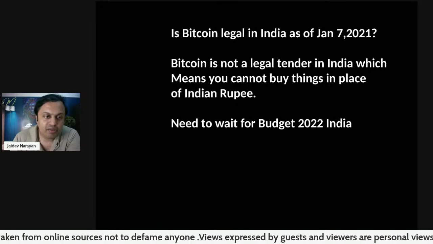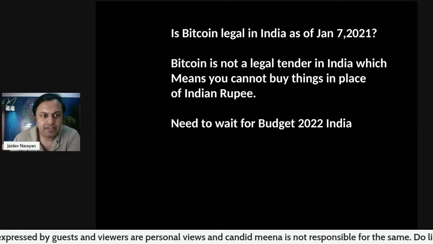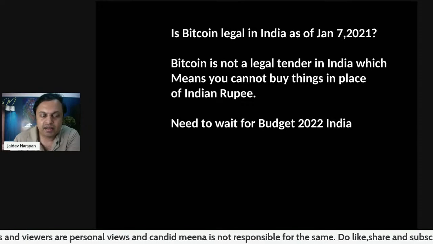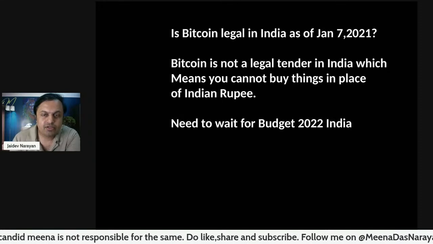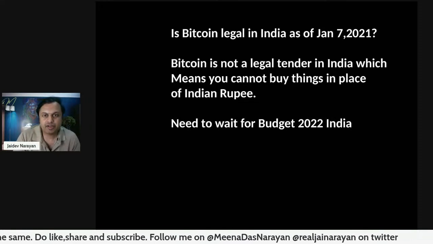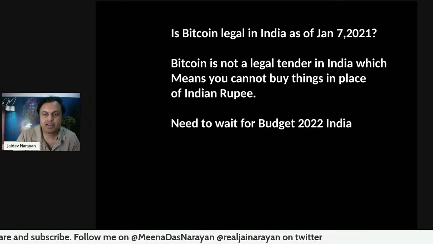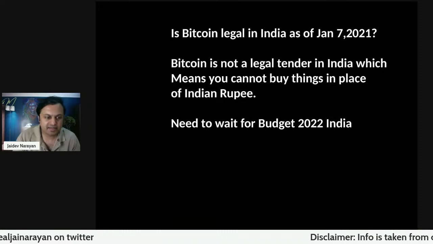One more important point is that Bitcoin is not a legal tender in India, which means that you cannot buy things in place of Indian rupees as of now. So we'll have to wait for the budget of 2022, which will be unveiled soon by Ms. Nirmala Sitharaman in just a couple of months.